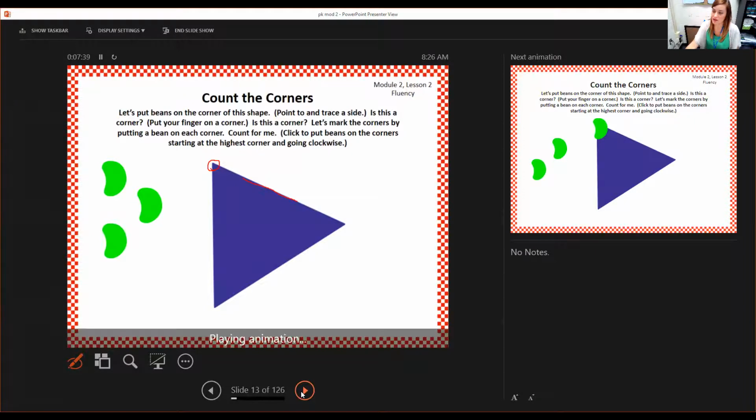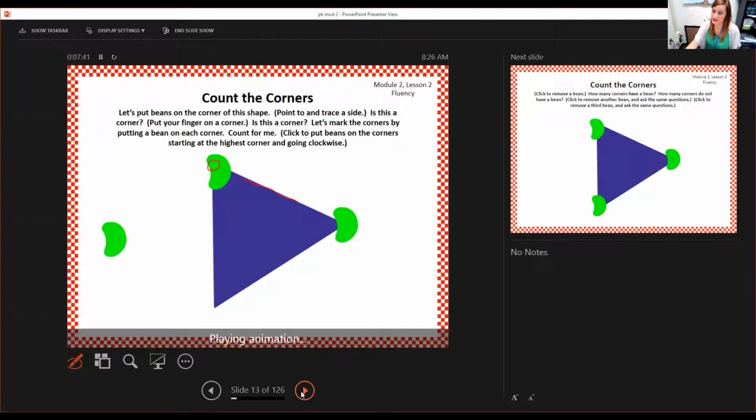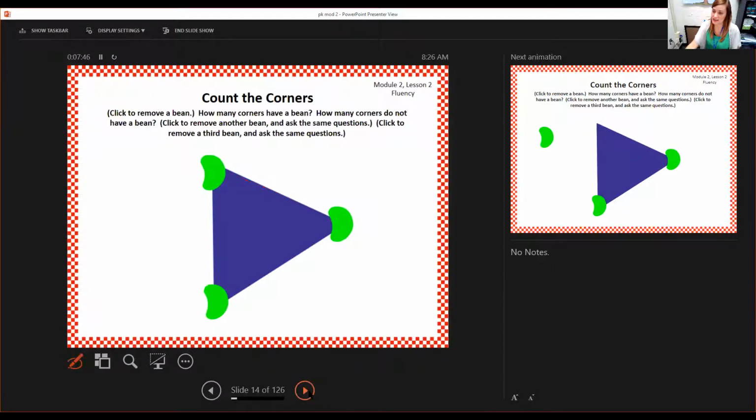So count for me. 1, 2, 3. How many corners have a bean? Right now there's 3. How many corners do not have a bean? 0. Okay, now if I take one of those beans away, how many corners have a bean? Let's count them. 1, 2. How many do not have a bean? 1.